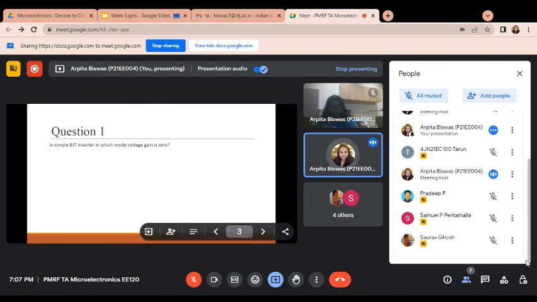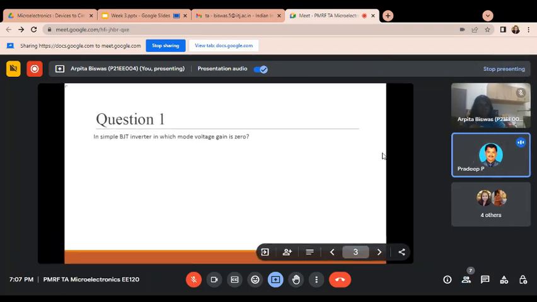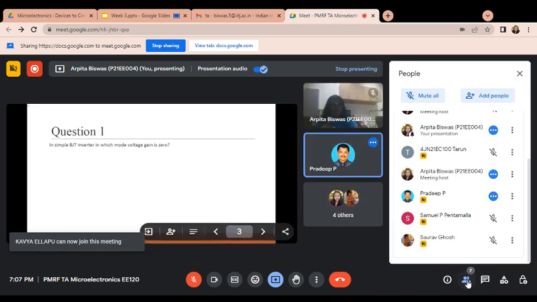Pradeep P. What is the right answer? Please unmute yourself. At least try. Yes, madam. In BJT in saturation region, output voltage goes to VCE at almost 0. So whenever input is more than cut-in voltage, output goes to 0. That's why gain is 0 in saturation mode. Okay.